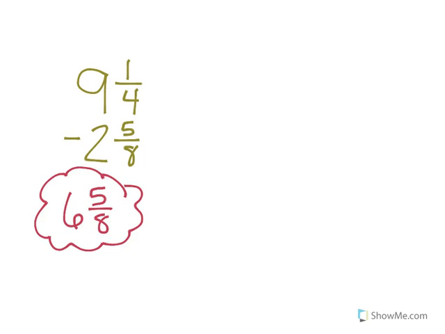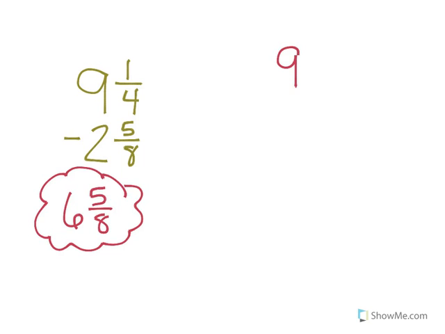Now you're going to do a problem. You're going to do 9 1/4 minus 2 5/8. So what I want you to do is press pause and try to solve it. And then once you get it, you're going to unpause and check to make sure that you got it correct. If you got 6 5/8 as your answer, you got it correct. If you did not, well then let's go ahead and explain how we got that answer.